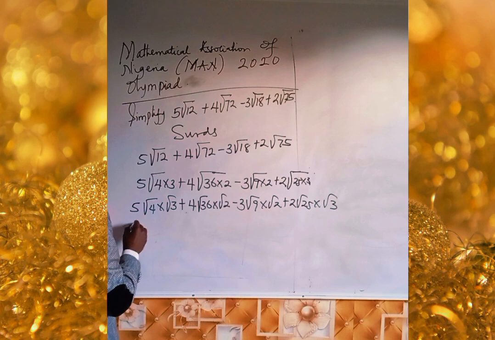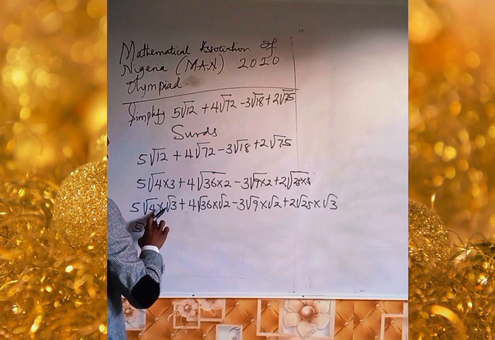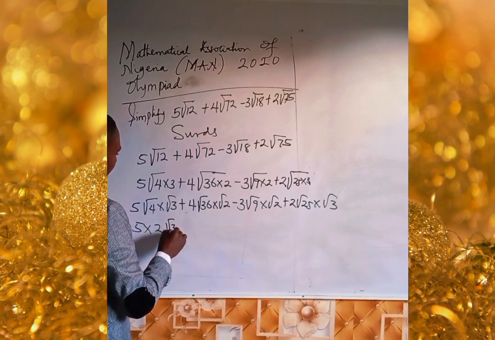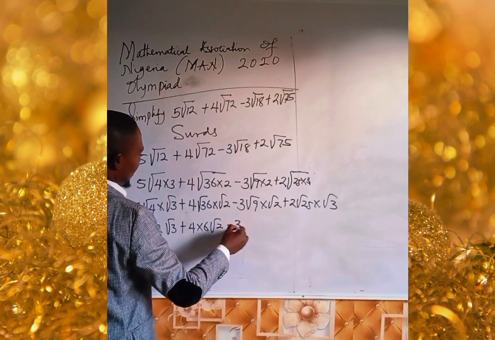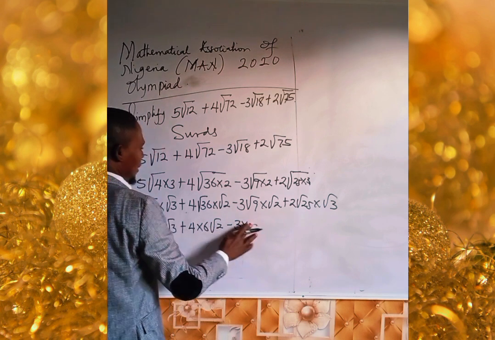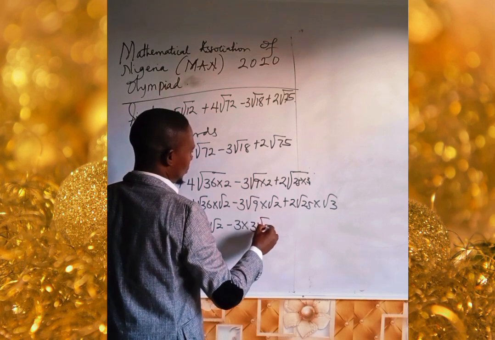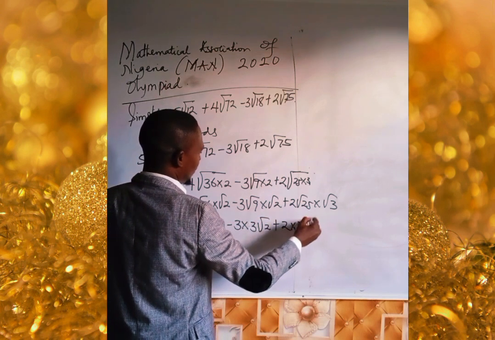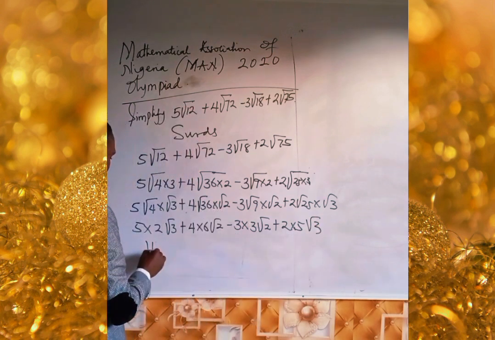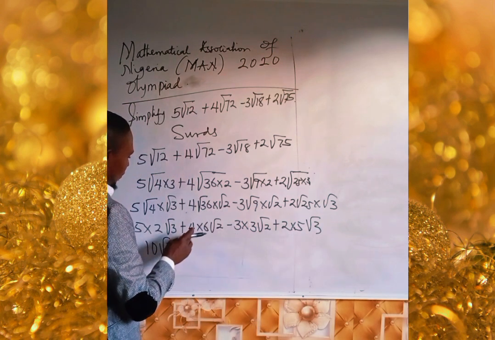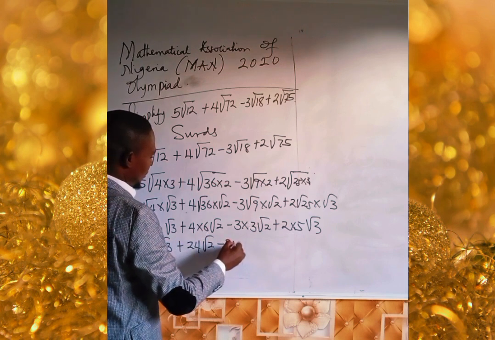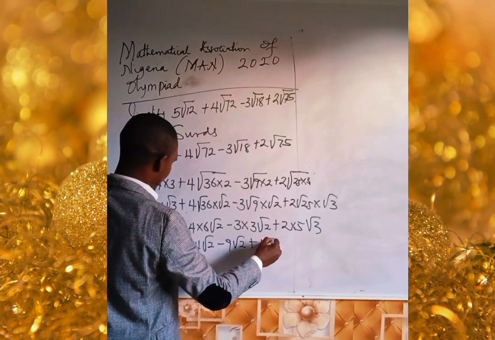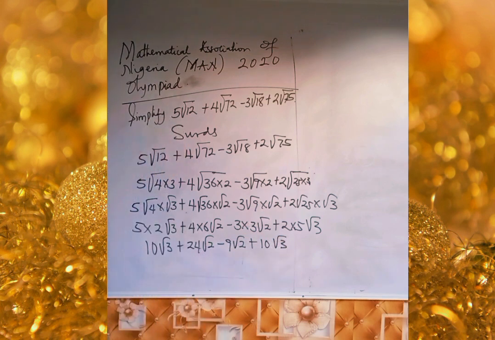This is the same as 5 times 2. The square root of 4 is 2. So root 3, plus 4 times 6 root 2, minus 3 times 3 root 2, plus 2 times 5 root 3. Yes, this is 10 root 3. 4 times 6 is 24. So 10 root 3 plus 24 root 2 minus 9 root 2 plus 10 root 3. What next? We collect like terms.